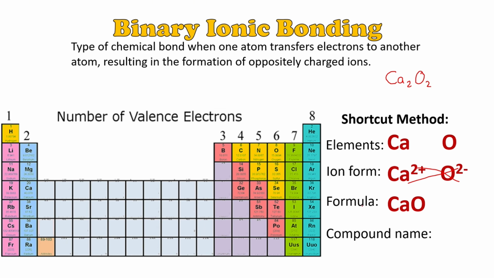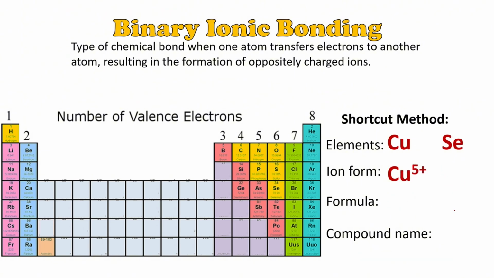So the compound name is just the name of the cation and the name of its anion. The cation is just calcium ion. The anion is oxide since it's a non-metal, so we call it oxide. So the complete name is calcium oxide.